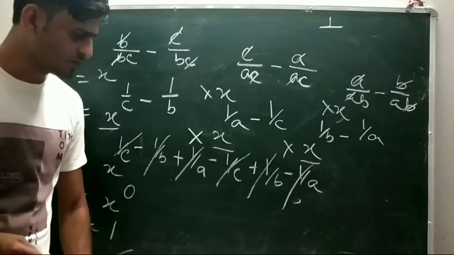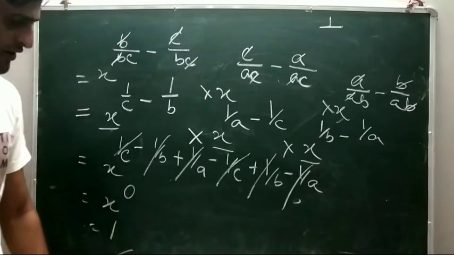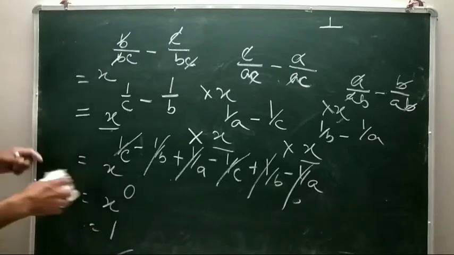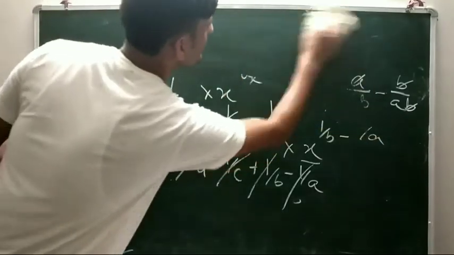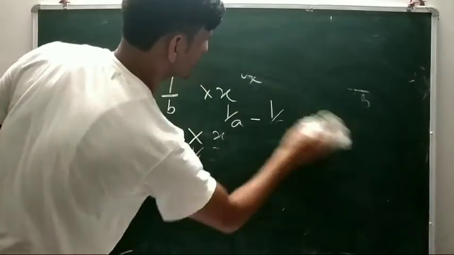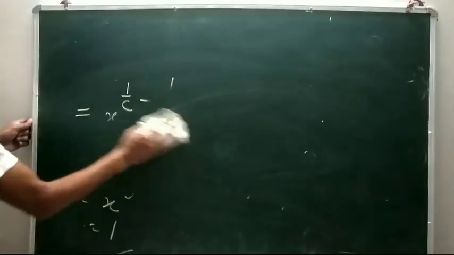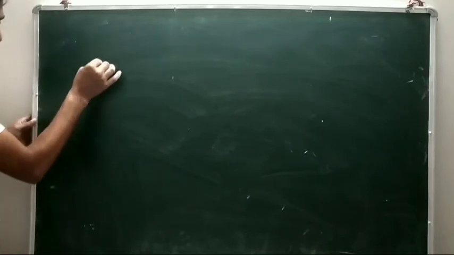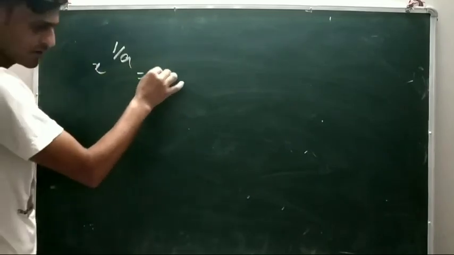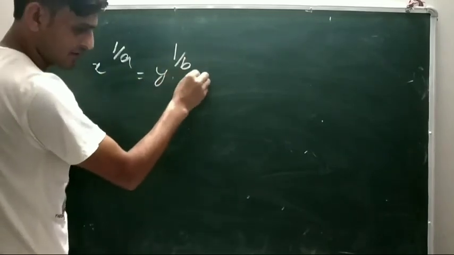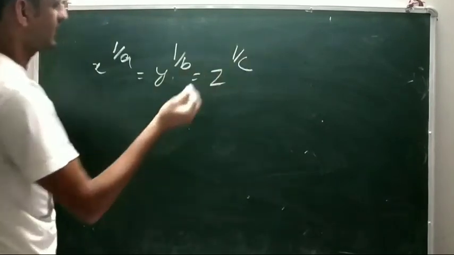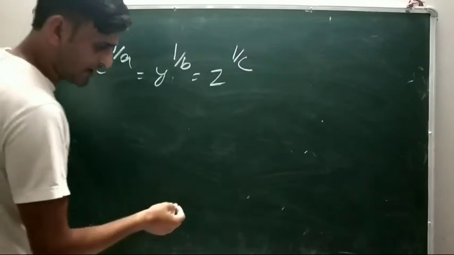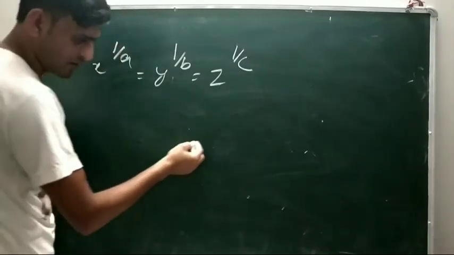Now students, let us move to question number 22. Let us go for question number 22. How will we get it? Here we are given x to the power 1 by a is equal to y to the power 1 by b is equal to z to the power 1 by c. That is question number 22.